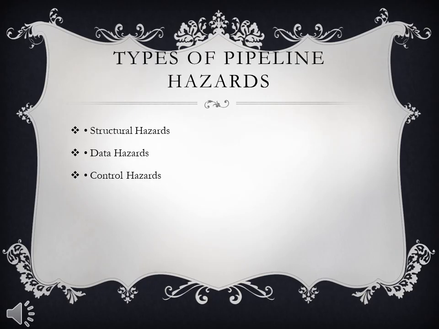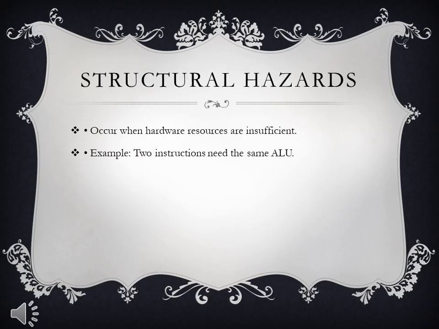Pipeline hazards disrupt the smooth execution of instructions. There are three main types: structural hazards, data hazards, and control hazards. Each type affects performance differently and needs specific handling techniques. Structural hazards occur when hardware resources are not sufficient to handle overlapping instructions. For example, if two instructions need the ALU at the same time, a conflict occurs, leading to stalls.